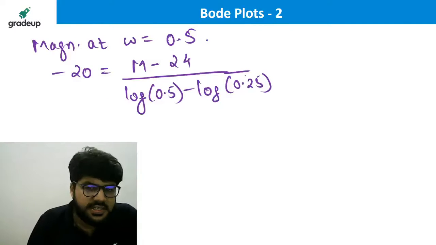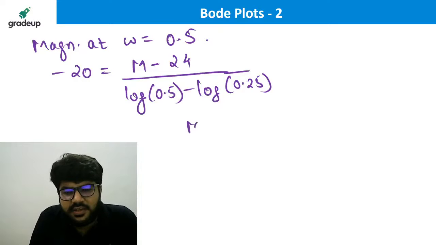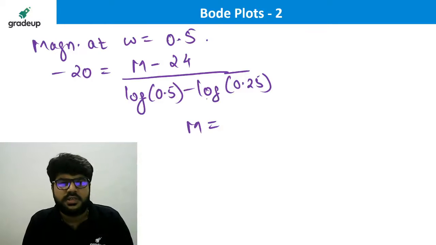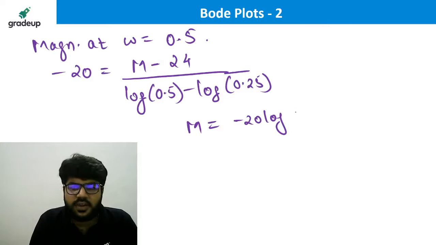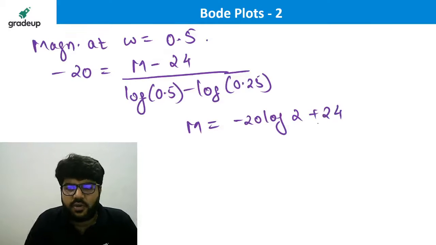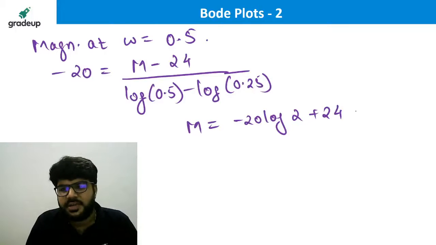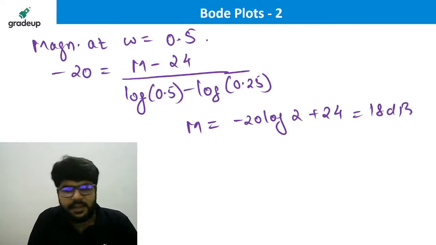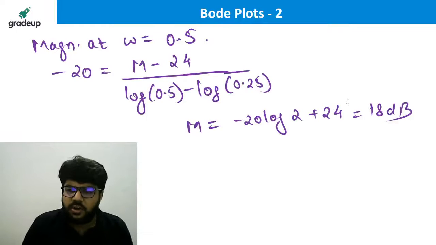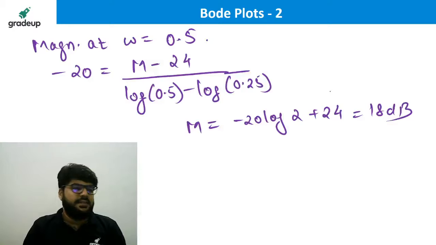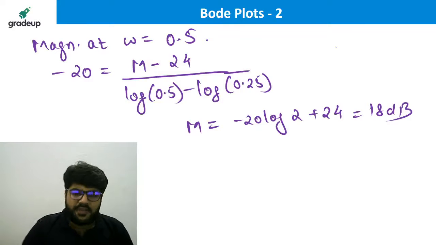So we have to solve this. And solving this, you get the value of m is equal to, this is log 2. So minus 20 log 0.5 by 0.25 is log 2 plus 24. 20 log 2 is 6. So minus 6 plus 24 is 18 dB. Yes, I'm approximately correct. It is 18 dB. Remember, 20 log 2 is directly 6. So 18 dB. Magnitude at 0.5 is 18 dB.